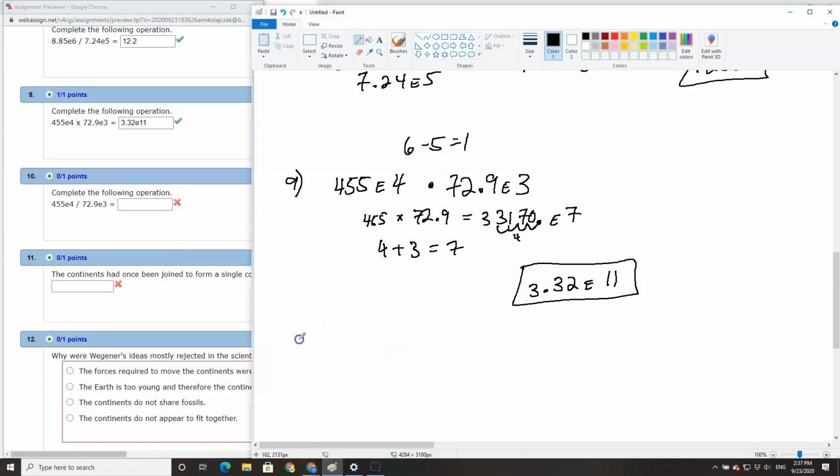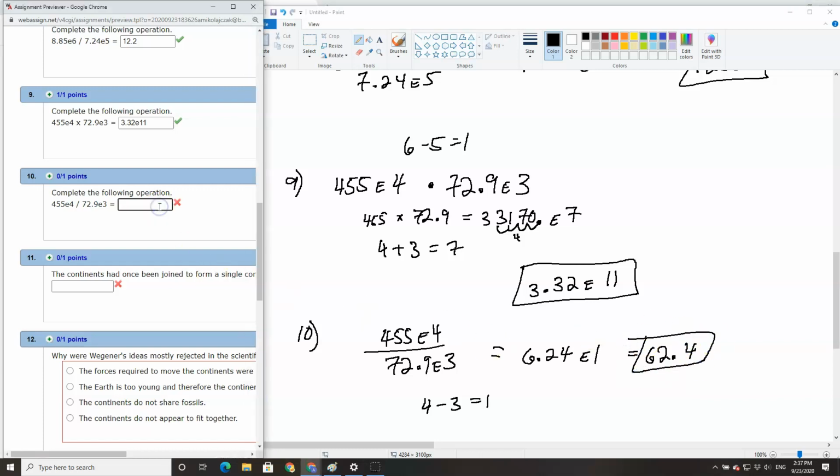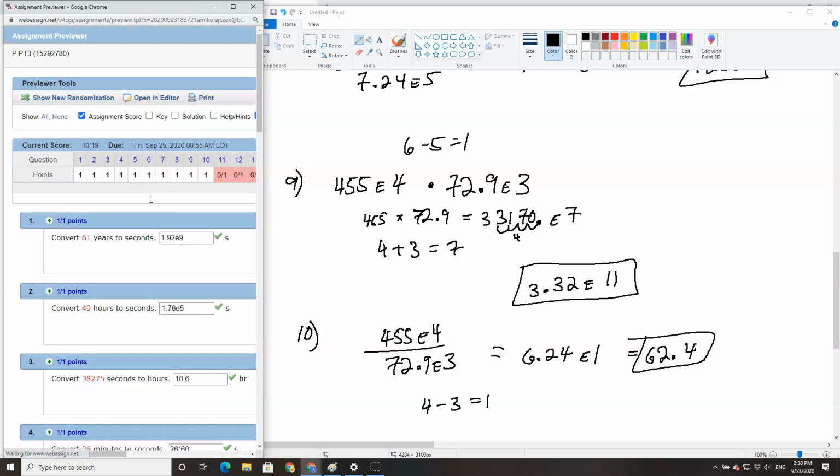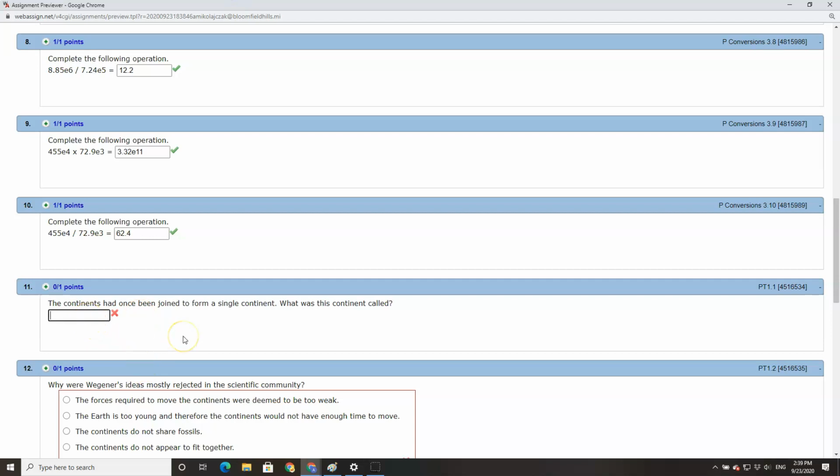Number 10. It's 455 E4 over 72.9 E3. 455 divided by 72.9 gives me 6.24. The exponents, 4 minus 3 is 1, so it's an exponent of 1, or I can call it 62.4. That takes care of the math portion of this. On to the conceptual portion.